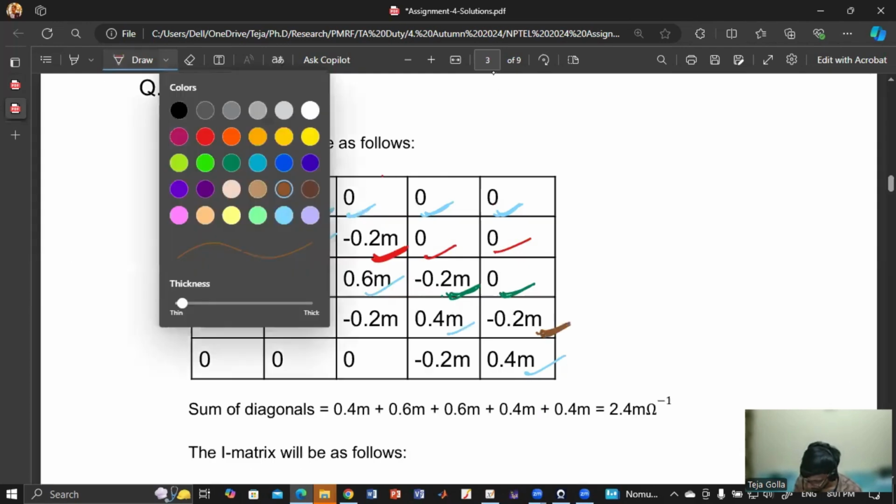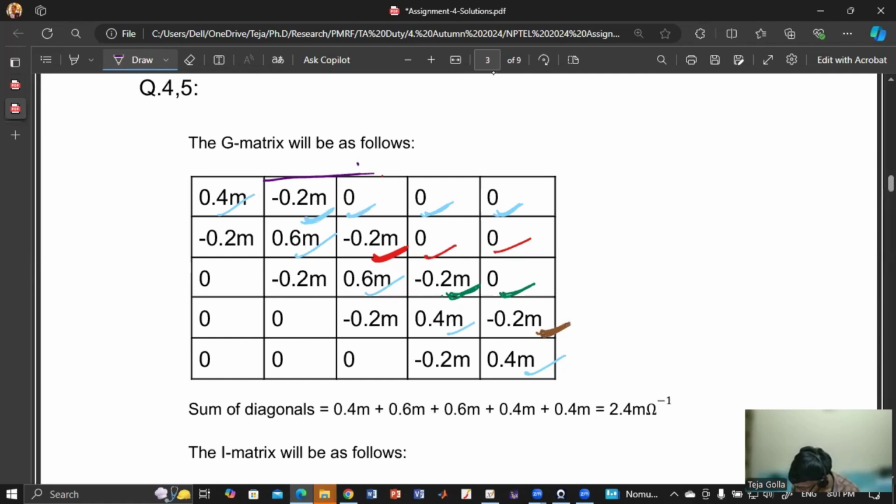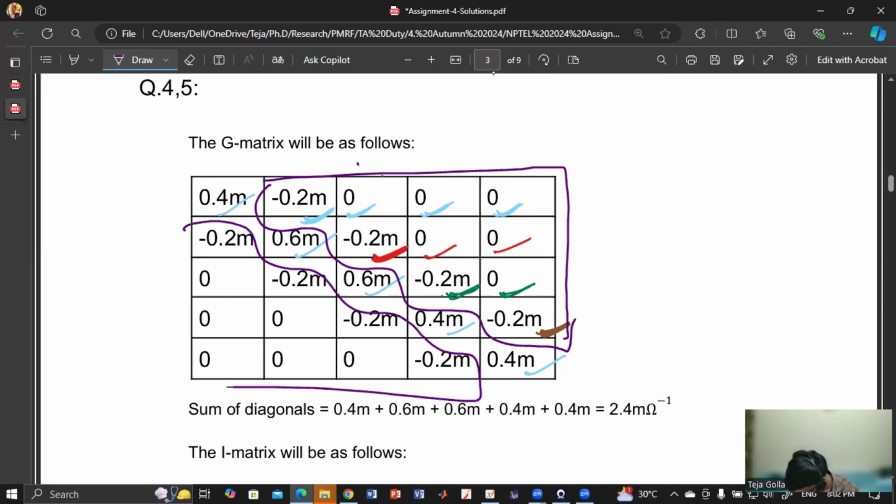Whatever I have told, the same thing is applicable in this triangle. Whatever is there, the same thing will be in this triangle also, as it is symmetric. So if you see, the same thing is being followed. They have asked sum of the diagonals. So 0.4 plus 0.6, 1, plus 0.4, 1.4, plus 1, 2, 2 plus 0.4, 2.4.